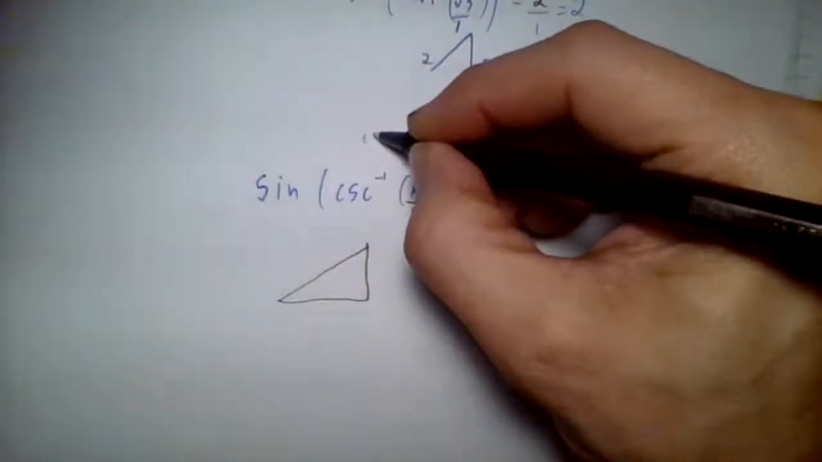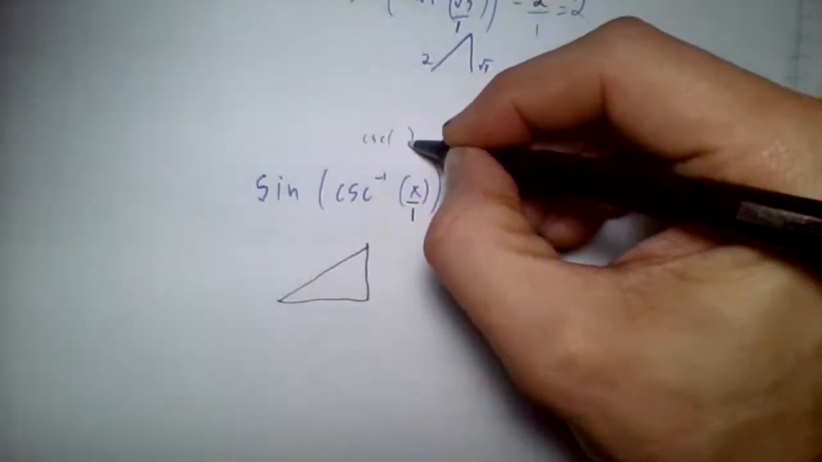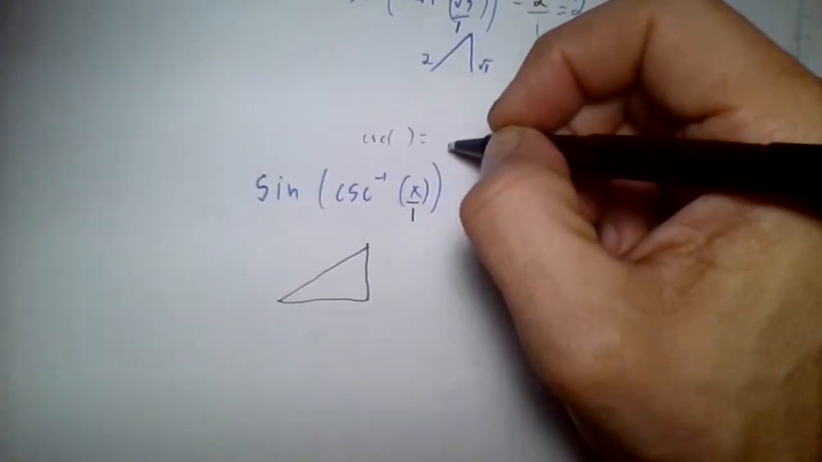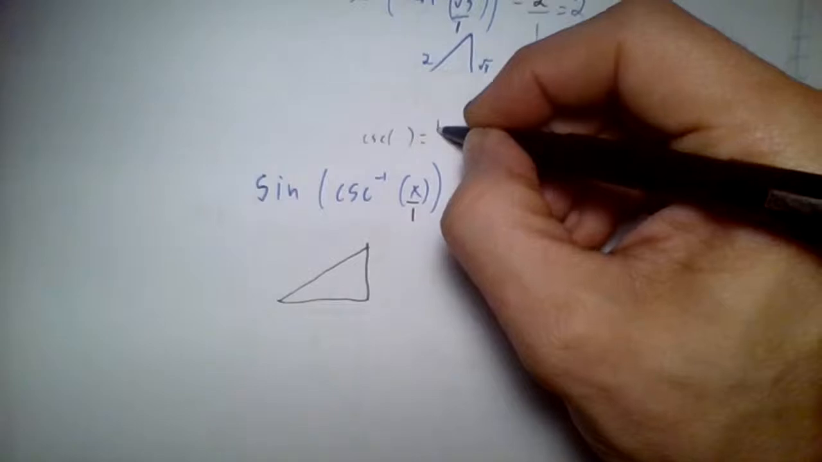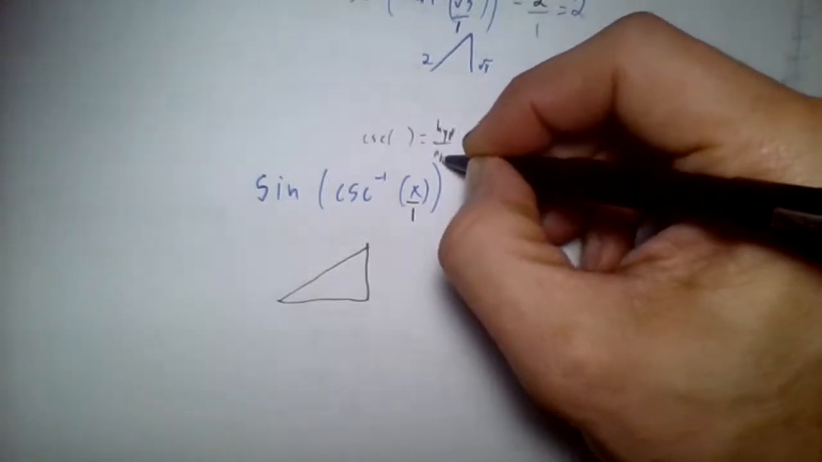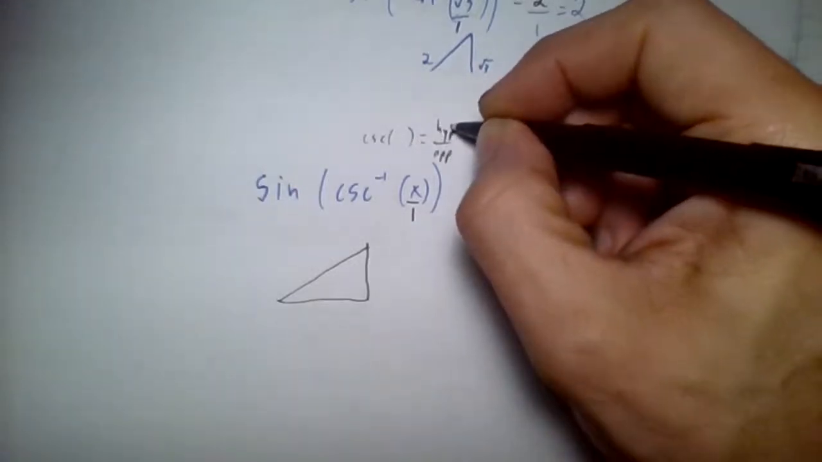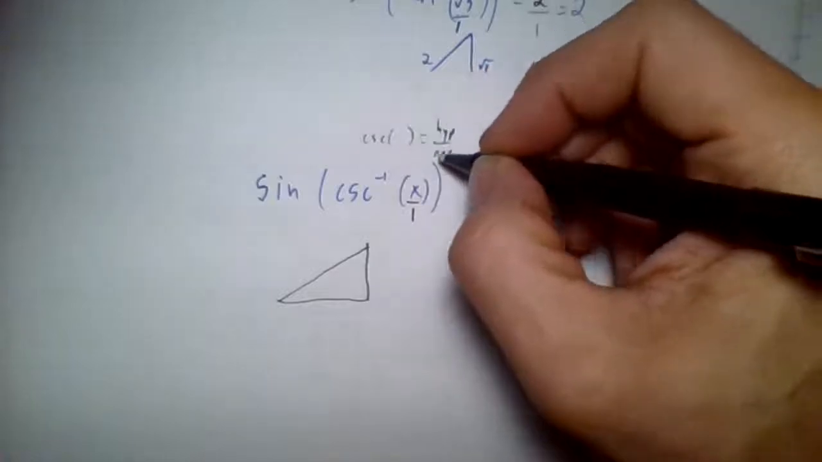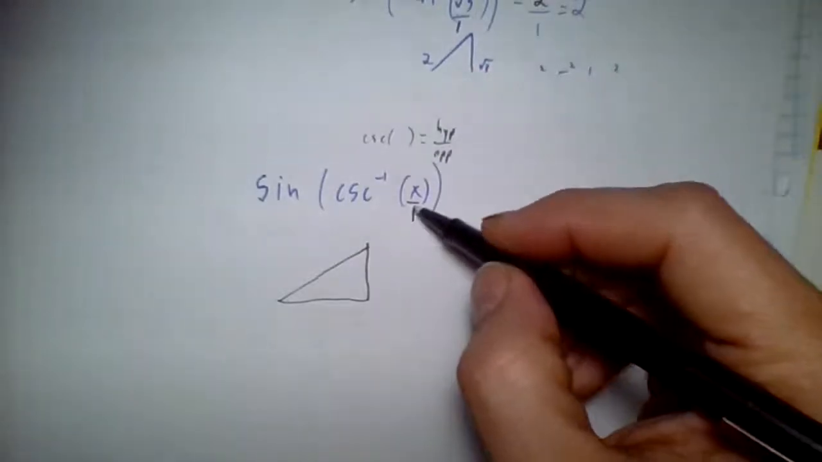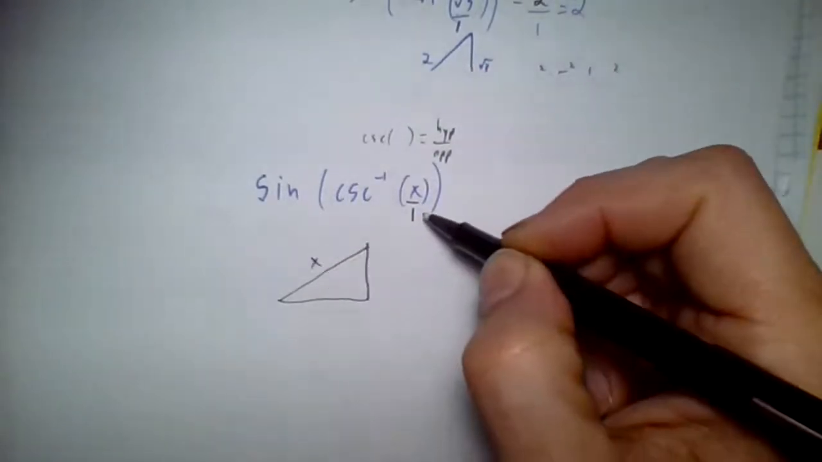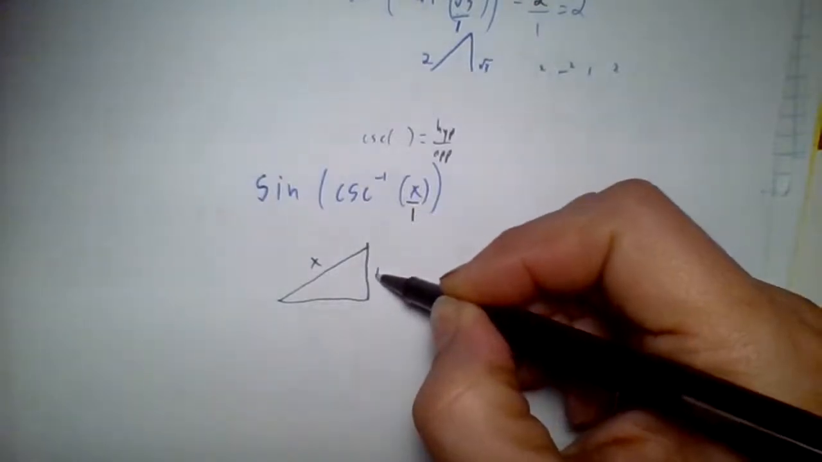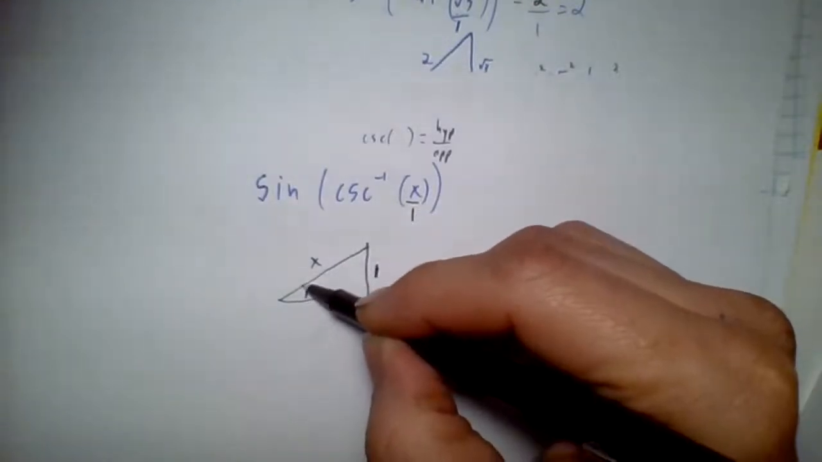Cosecant of an angle is the reciprocal of sine, so it's hypotenuse over opposite. I've got to keep track of these things, but stop and think. Sine is opposite over hypotenuse, so cosecant is hypotenuse over opposite. So this looks like hypotenuse x, opposite 1. This is my angle.